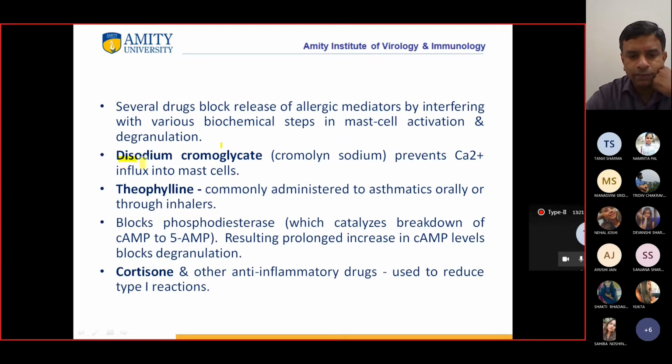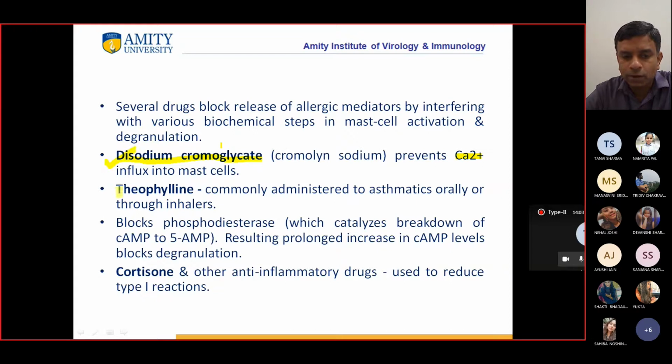Now, one of the drugs is disodium chromoglycate. Now, what does this drug do? It prevents calcium ion influx into the mast cells. If you remember that picture, we said that because of one of the reactions, the pores open up and the calcium starts to enter into the cell, right? And that leads to degranulation, right? So what disodium chromoglycate does is it prevents calcium influx into the mast cell. So this way it is helpful and it does not allow degranulation, right?